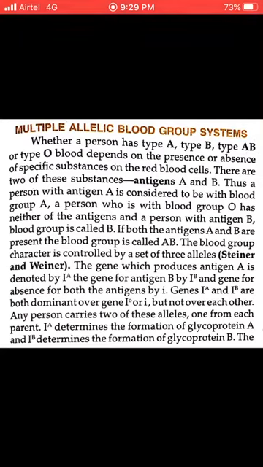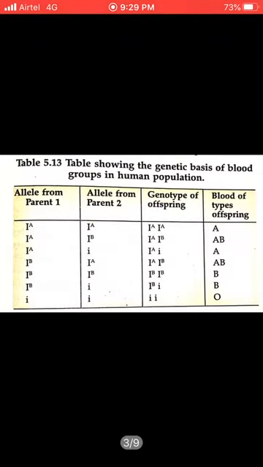If antigen B is present, then IB. If in any case there is no antigen, then small i is represented. This you can see in this table itself. If parent first is having, in the first column you can see, IA, that means it is having antigen A, and if parent 2 is also having the same IA, then the offspring will be having IA IA, and the blood group will be A.